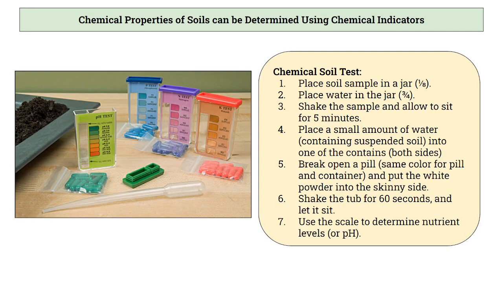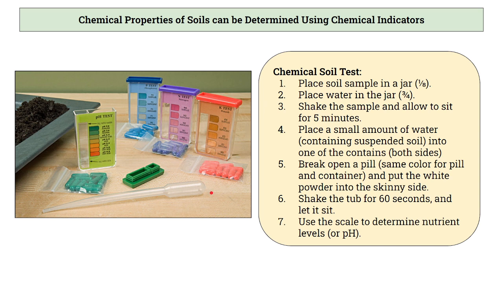So how do we test chemical properties in soil? Again, you'll be doing this next week, but we have these systems here, these little jars. You can see we have potassium, nitrogen, phosphorus, and then the pH test. Essentially all we do is we take a sample of water with the soil suspended in it that we want to test, and we put it into each of the containers. And then we're going to break open these pills, drop the white powder inside, and then we shake it up.